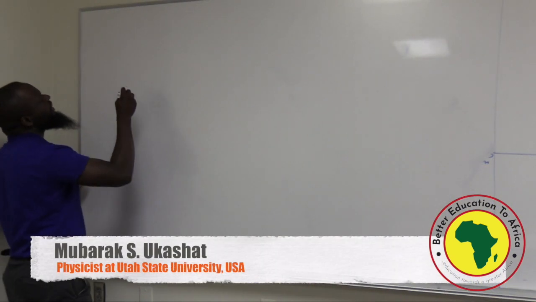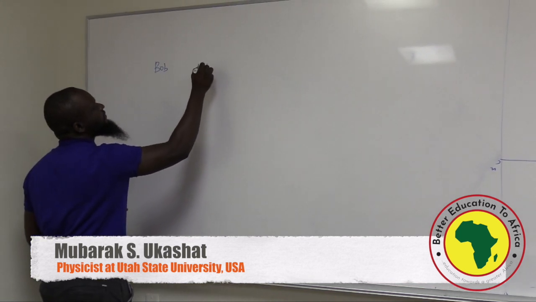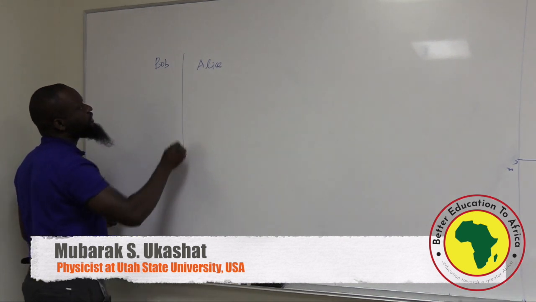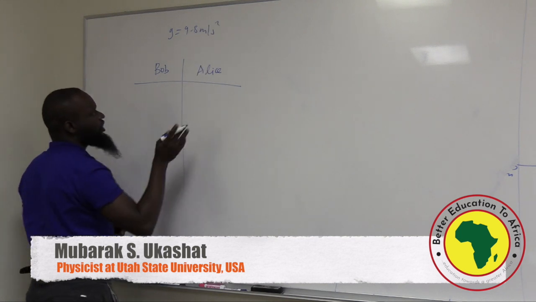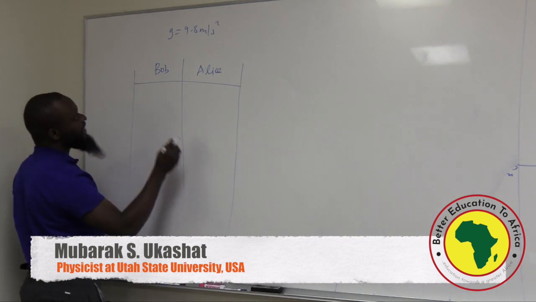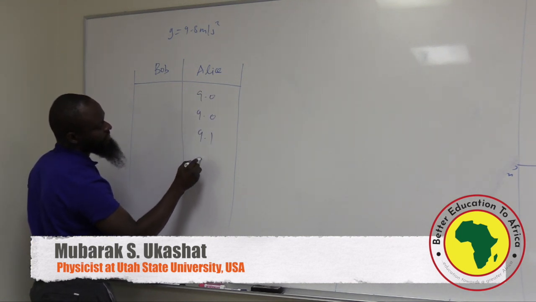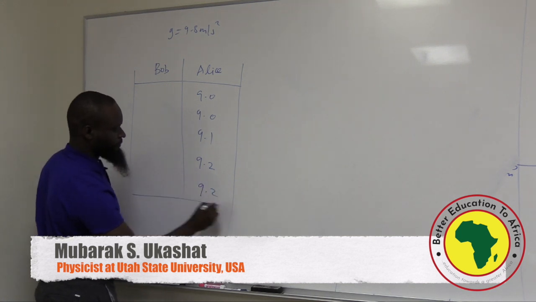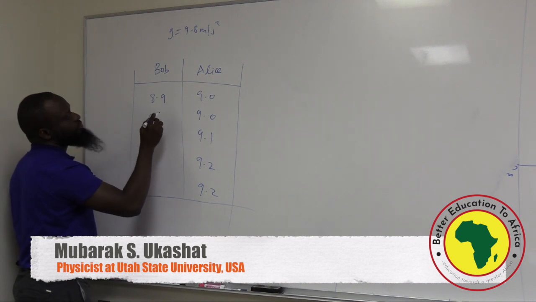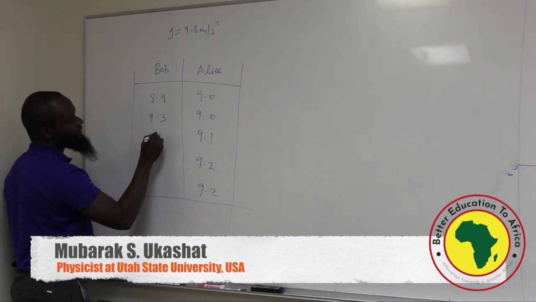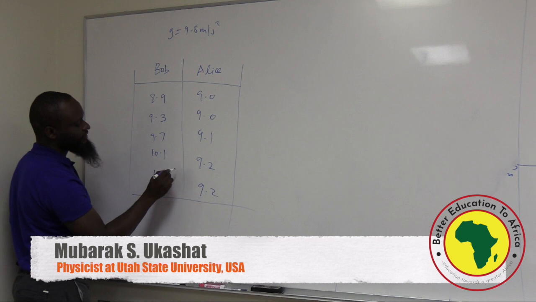Right now, I want to tell you the difference between accuracy and precision. Let's say I have Bob and Alice trying to measure acceleration due to gravity g, which we know to be 9.8 meters per second squared. They performed an experiment 5 times and got 5 different values. Alice got 9.0 the first time, 9.0 the second time, 9.1 the third time, 9.2 the fourth time, 9.2 the last time. And Bob got 8.9 the first time, 9.3 the second time, 9.7 the third time, 10.1 the fourth time, and then 10.5 the last time.